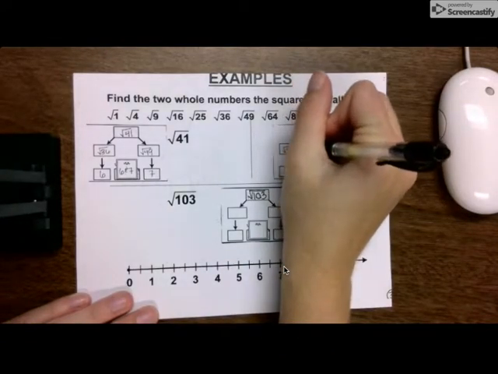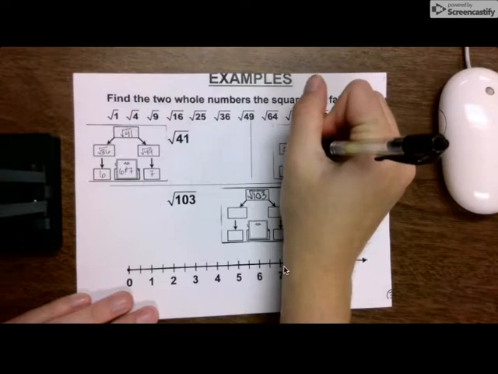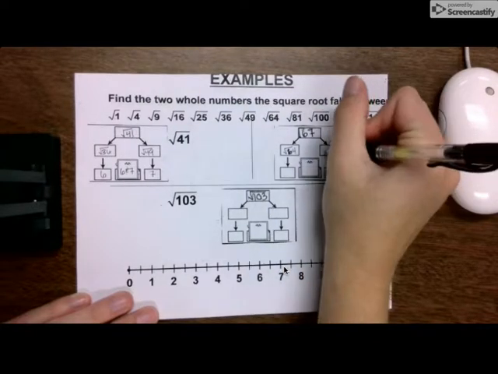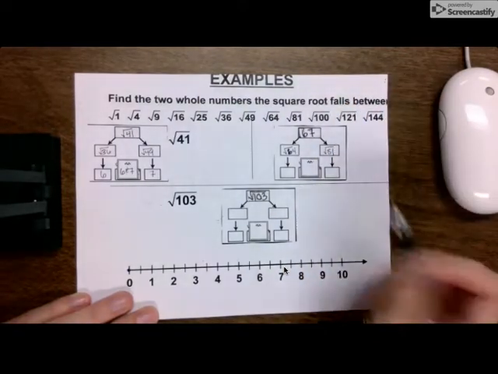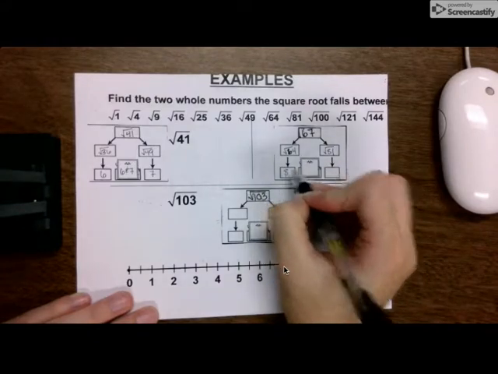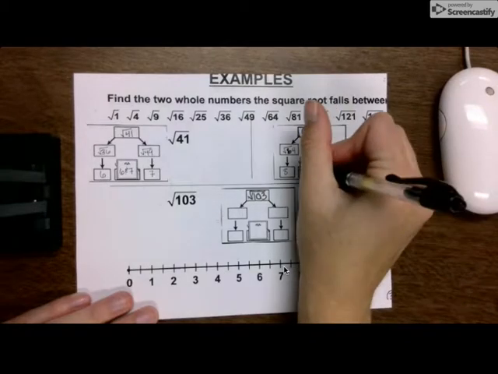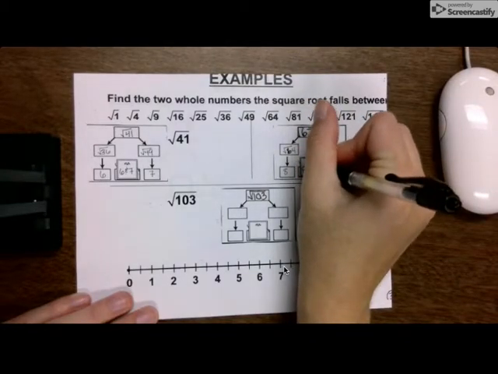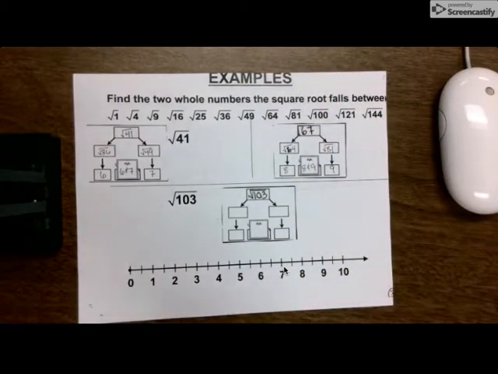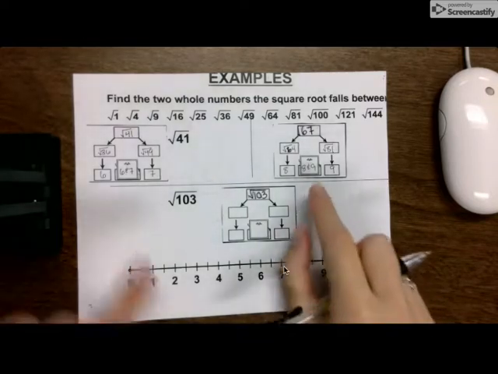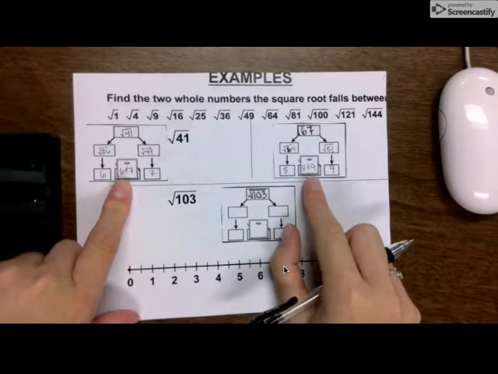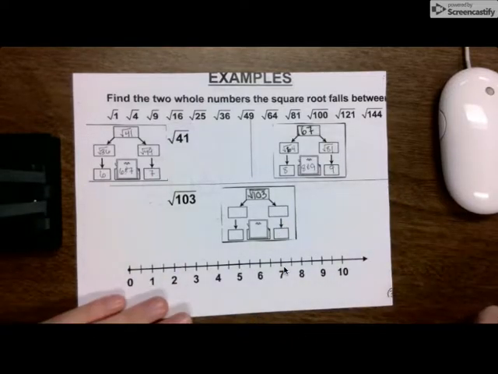Square root of 64, my bad. Square root of 81. The square root of 64 is 8. The square root of 81 is 9. So which two does it fall between? 8 and 9. Try and do the square root of 103 by yourself. Get it to this, where you have two whole numbers. And then we'll do the next step together.